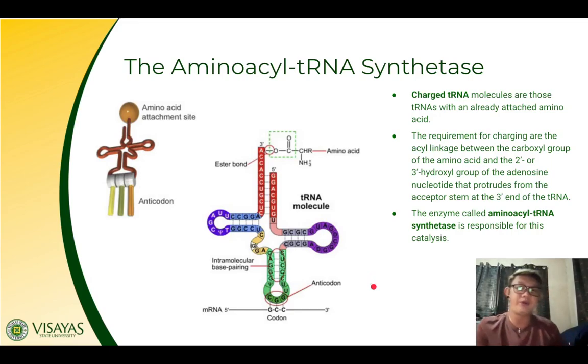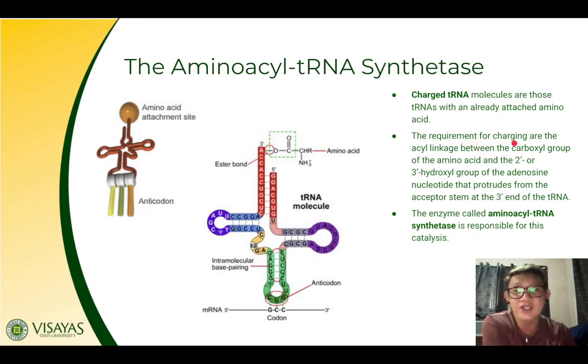The third component are the aminoacyl-tRNA synthetases. Okay. So, charged tRNA molecule. When do you say that a tRNA molecule is already charged? If an amino acid is already attached to a tRNA, that means the tRNA is already charged. So, charged tRNA molecules are those tRNAs with an already attached amino acid.